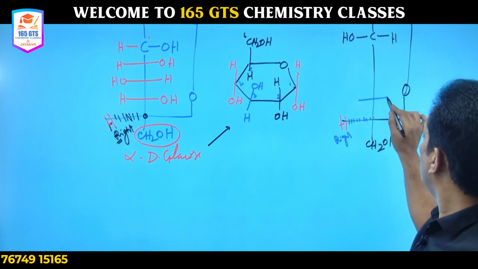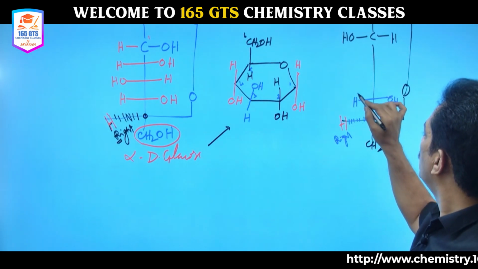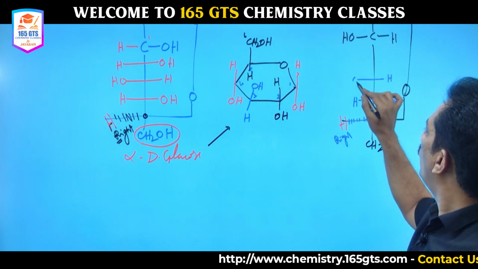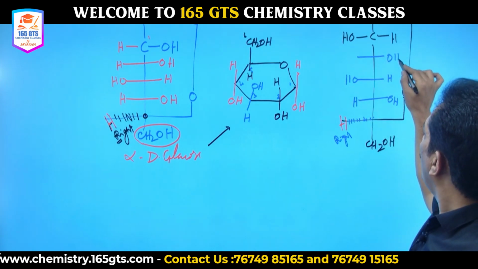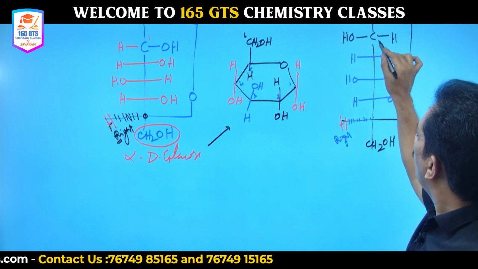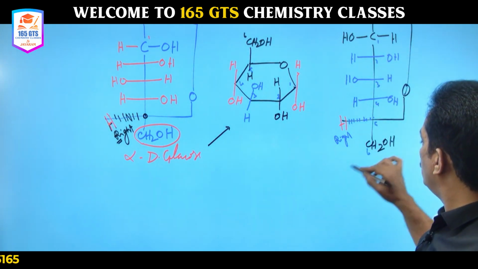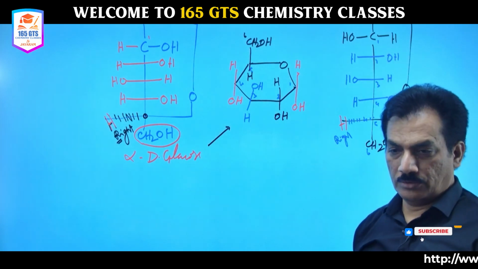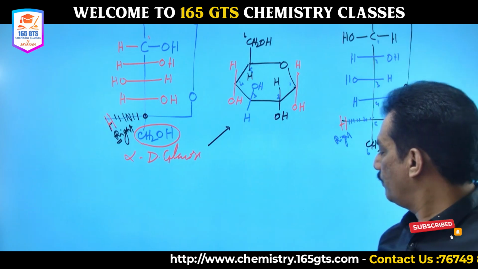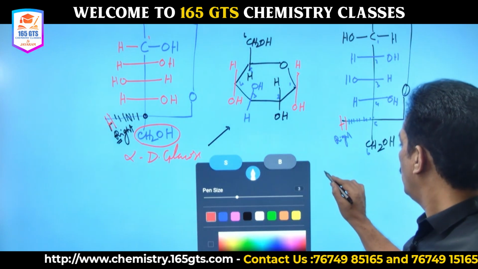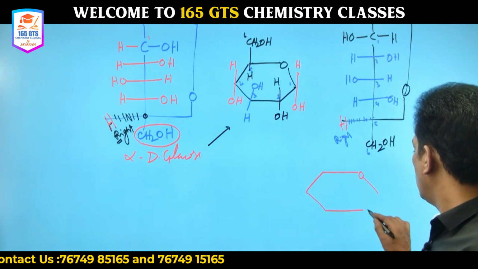And the remaining: the fourth carbon, OH and H. Third carbon, H, OH. And second carbon, OH, H. Now we have carbons 1, 2, 3, 4, 5, 6. Now what is its structure? For this purpose, this is the structure given. First of all, the pyran structure like this, 5 carbons, 1 oxygen.